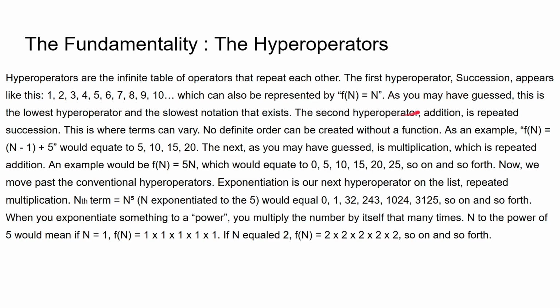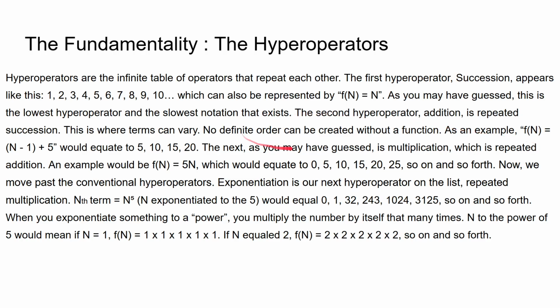The second hyperoperator is addition, as you all know, repeated succession. f of n is n minus 1 plus 5, would be 5, 10, 15, 20, because this is the first one. So 1 minus 1 is 0 plus 5 is 5. I did this wrong, so I'm just going to explain it to you. Of course, 5, 10, 15, 20, 25, 30, 35, 40.